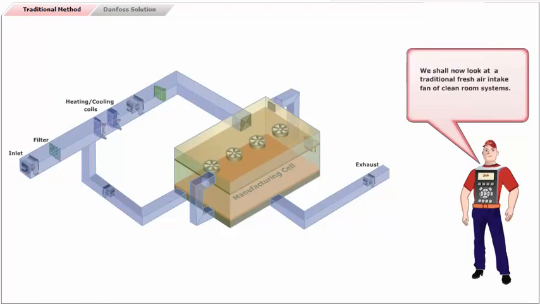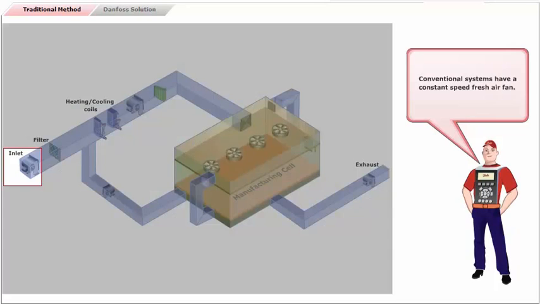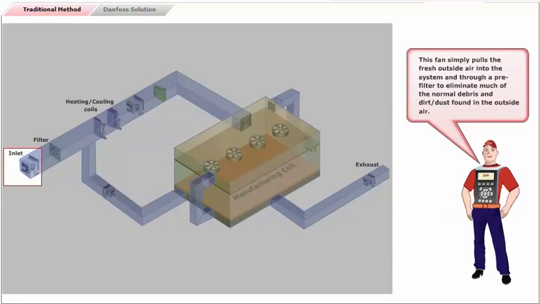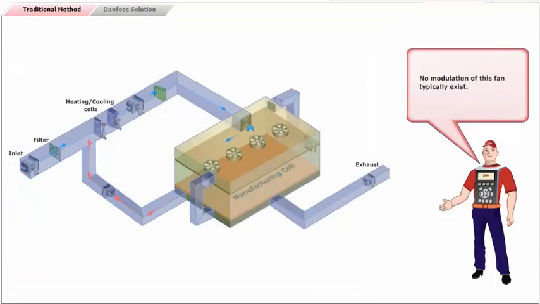We shall now look at a traditional fresh air intake fan of clean room systems. Conventional systems have a constant speed fresh air fan. This fan simply pulls the fresh outside air into the system and through a pre-filter to eliminate much of the normal debris, dirt, or dust found in the outside air. No modulation of this fan typically exists.